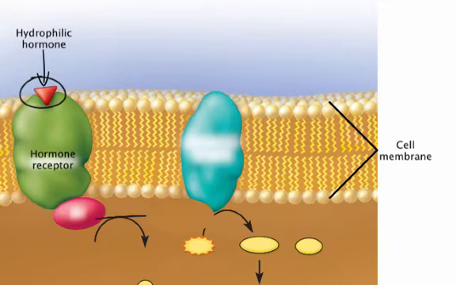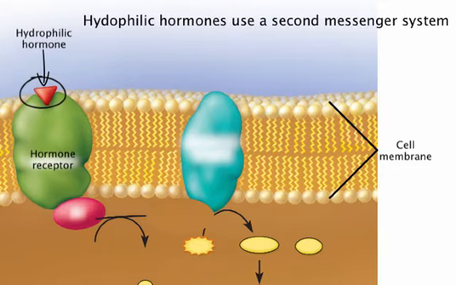One of the chemicals involved is called a second messenger. The hormone itself is the first messenger. Let's look at an example of this process step by step. The hormone binds to the receptor on the outside of the cell.